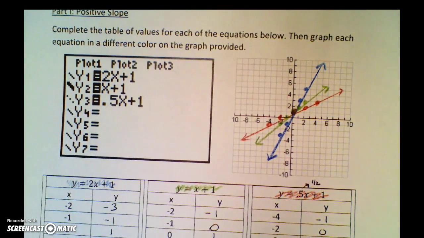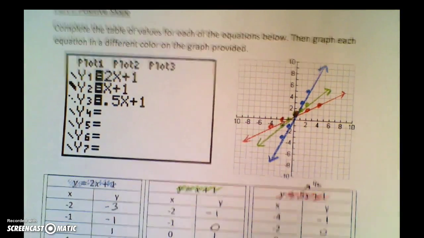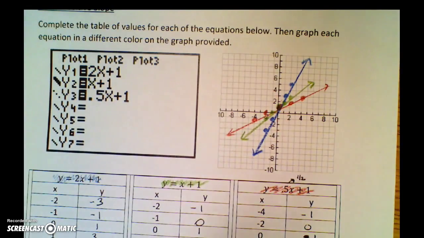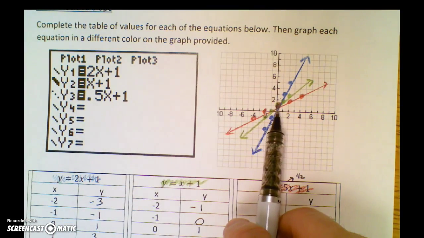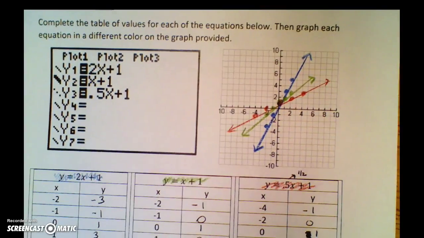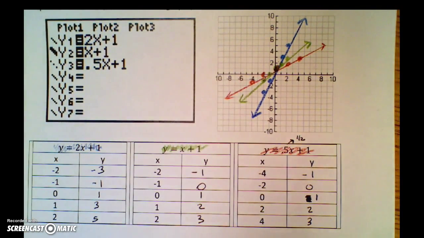Alright, so if you notice, each equation had the same y-intercept, and you could tell that by looking at the equations. They each had the +1, and you can look at the graph, they're all intersecting at that same point there in the center at 0, 1. So let's answer some questions about the slope. These slopes are all positive.